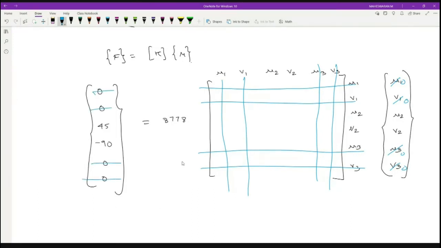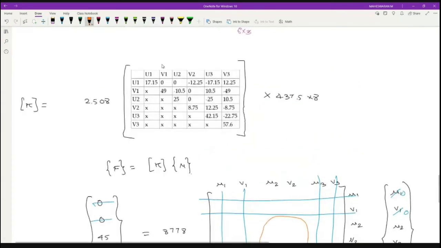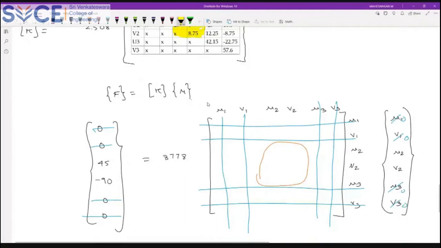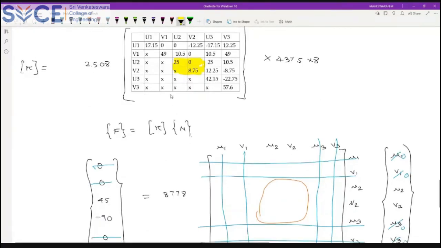What are the remaining terms? That alone I am going to consider. The remaining term here is this part, relating U2 and V2. So where is that term here? I will highlight it here. U2, V2, so this term. Right? This term alone comes into picture. Everything else has been removed, it has been struck out. So only this term we are going to calculate.